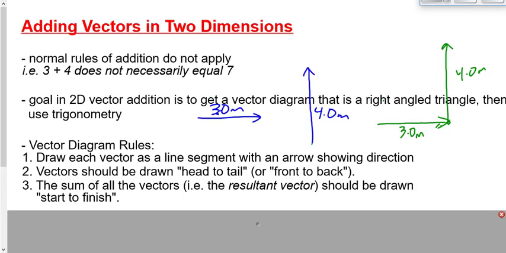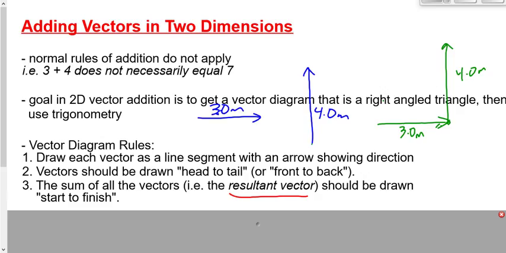Now we've got to combine them. Now we've got to actually figure out what the sum of these vectors is. To do that, we have to draw what we call the resultant vector. And I'll usually draw that in a different color, or I'll draw it as a dotted line. It doesn't really matter, a different color or a dotted line. Sometimes I'll do it as both.